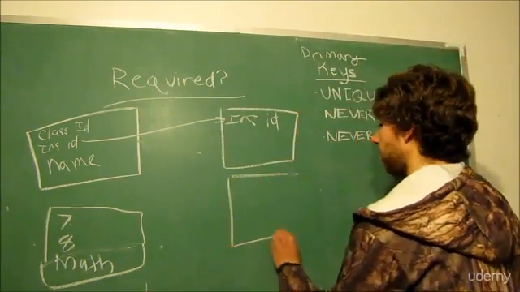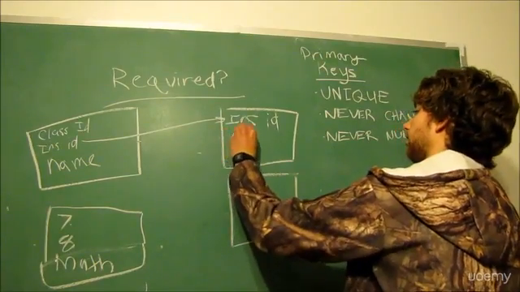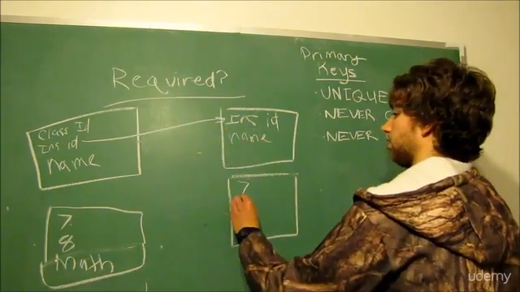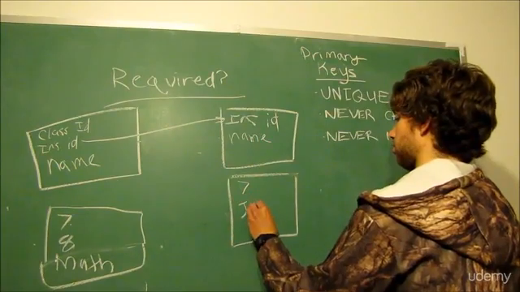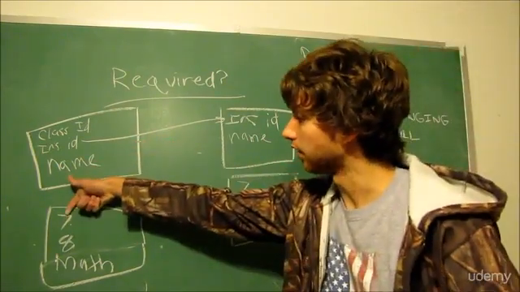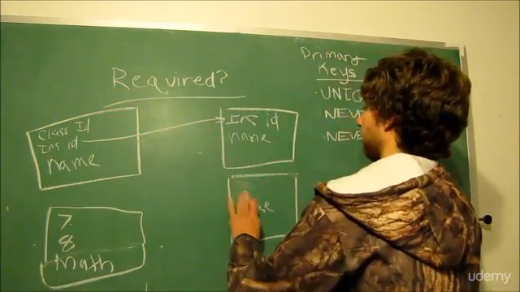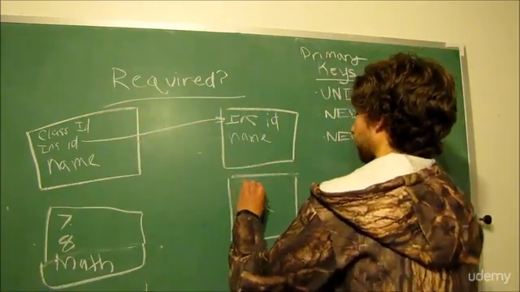Then we could have an instructor over here. His name, his ID could be 7, and his name could be Jake. Right? So this class ID is 7. Yeah, let me change this, it's going to get confusing. Let's make this 16.